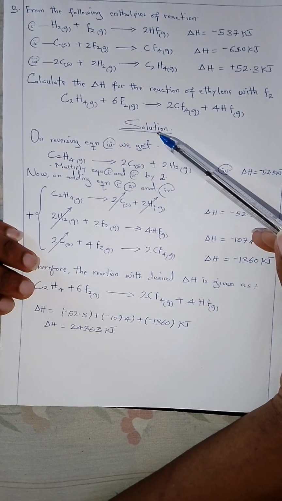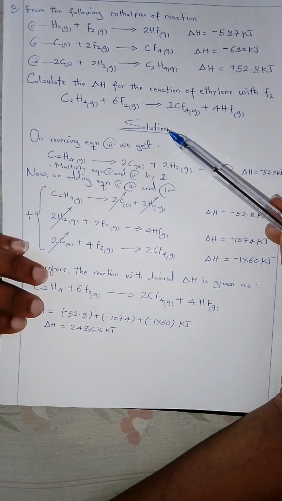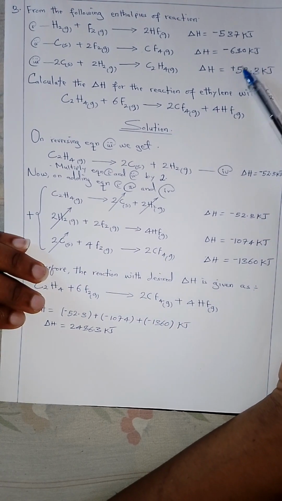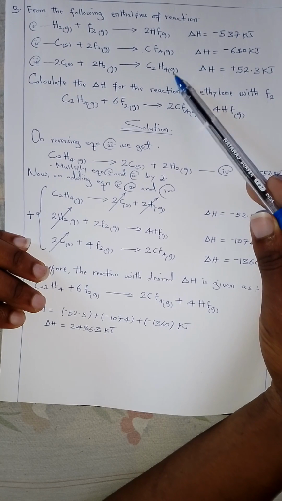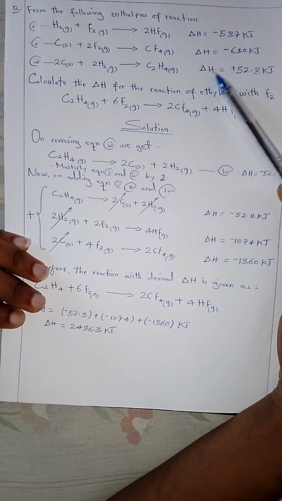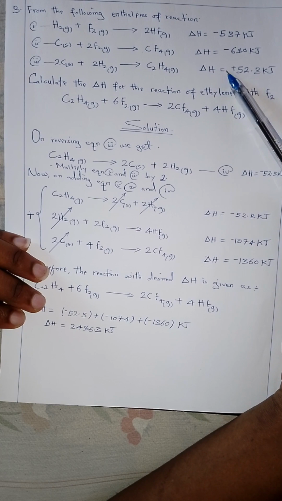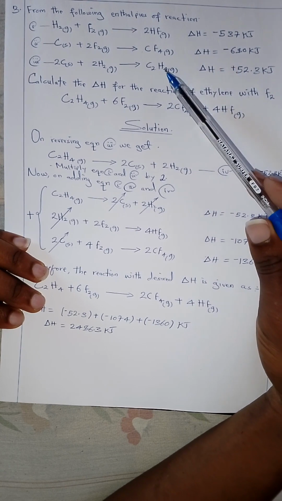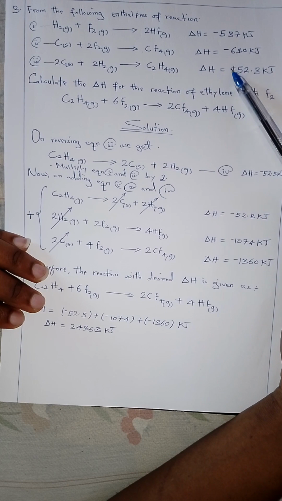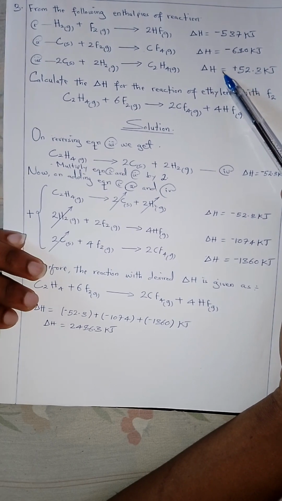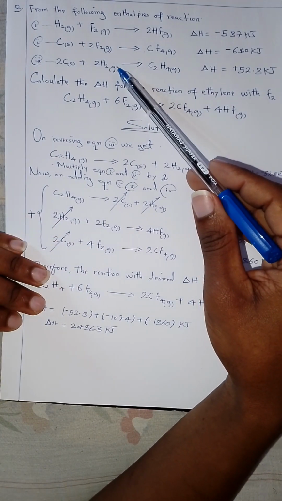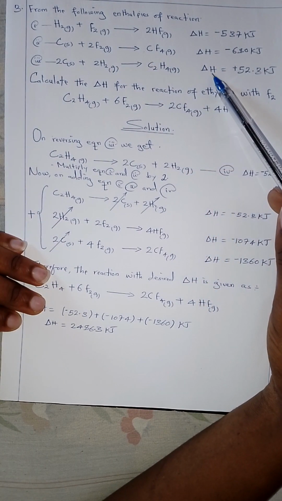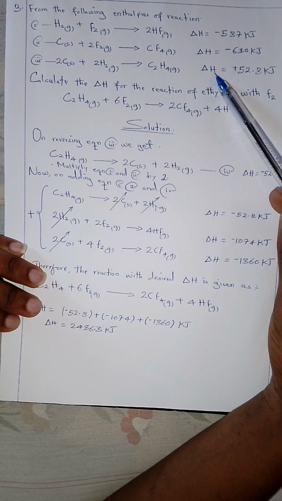And remember that if the reaction is reversed, its enthalpy change will also be reversed. That is, if it is positive and we reverse its equation, the value of enthalpy change will be negative. And if it is negative and we reverse its equation, the value of enthalpy change will be positive. Also, if you multiply the equation by any factor, the enthalpy change value will also be multiplied by that factor.